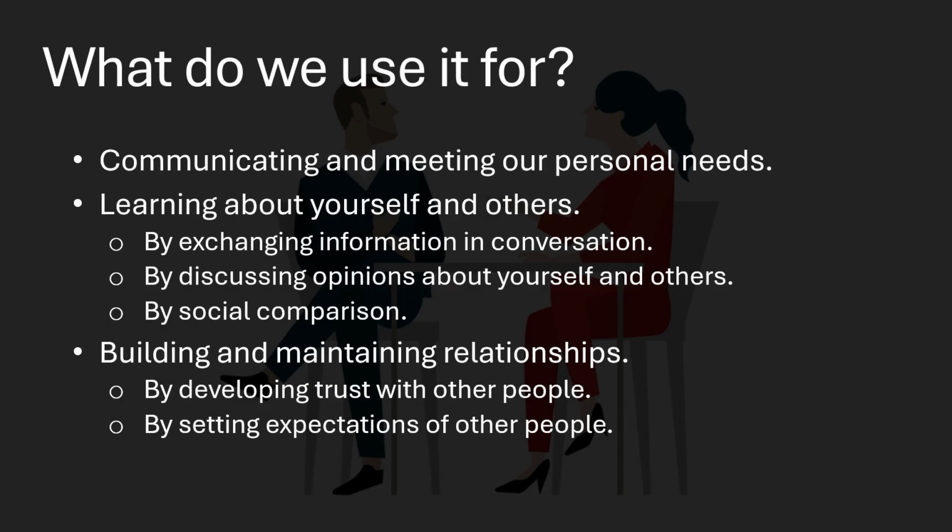One idea is that we use it to learn about ourselves and others. And a lot of that learning happens by exchanging information about people, discussing opinions about people, and even sometimes comparing ourselves to other people. Interpersonal communication is also how we build and maintain relationships. Trust is an important part of a strong relationship, and it doesn't just happen naturally. As we repeatedly interact with people, we're able to develop expectations of how other people will behave and act, and that predictability is what allows us to trust someone, at least according to one theory that we'll talk about in a little bit.